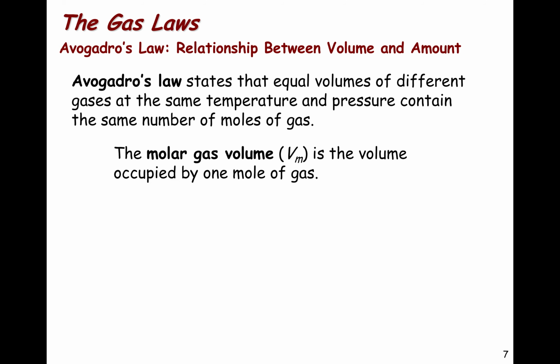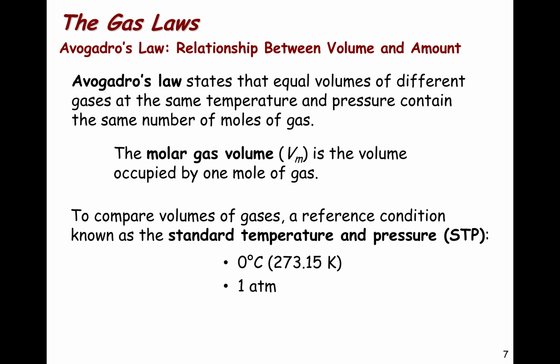pressure conditions. And it turns out that the standard temperature and pressure conditions are known as 0 degrees Celsius, which is 273.15 Kelvin, and 1 atmosphere of pressure. So this is given the abbreviation of STP, and it turns out that any gas that behaves like an ideal gas will occupy 22.4 liters for 1 mole of that gas.